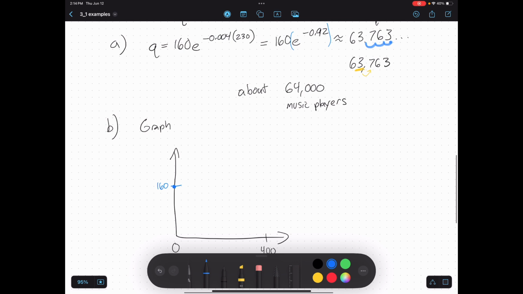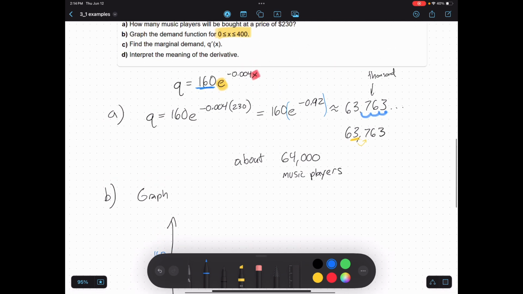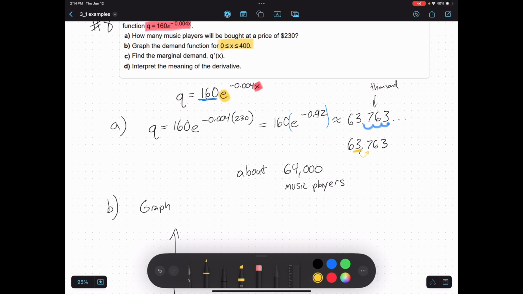But now I need to figure out, is this a decay function or is this a growth function? Well, if I look at it, I might think, oh, hey, since e is greater than 1, that makes it a growth function. And that would be an easy mistake to make, but that would be ignoring the fact that there's a negative in my exponent. And remember, if your base is greater than 1, but you have a negative in your exponent, this ends up actually becoming a decay function.